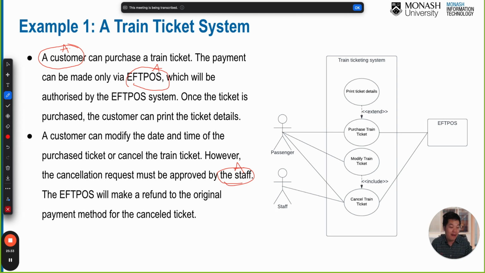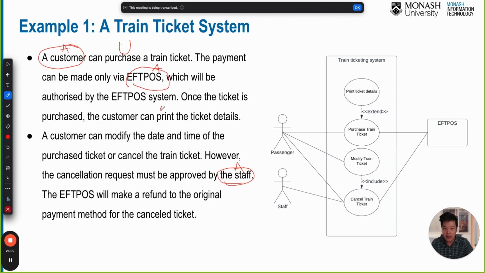Next, we identify the use cases, the activities, and how the actors interact with the system. So a customer can purchase a train ticket. This is use case number 1. The payment can be made only via EPOS. Probably they need to make a payment as well, but it is part of the purchase, which will be authorized by the EPOS once the ticket is purchased. So purchase, that's the same use case.